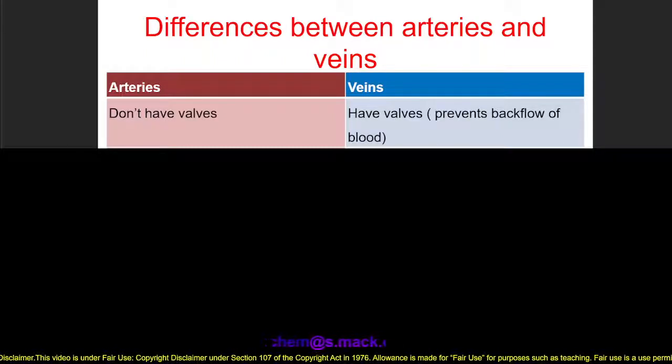So a valve is meant to prevent any blood from flowing backwards, because blood is meant to flow in a particular direction, which is out of the aorta, through the arteries, capillaries, through the veins, and back to the heart through the vena cava. So blood must flow in one direction at all times. Right, so veins help to prevent any backflow of blood due to the presence of the valve.